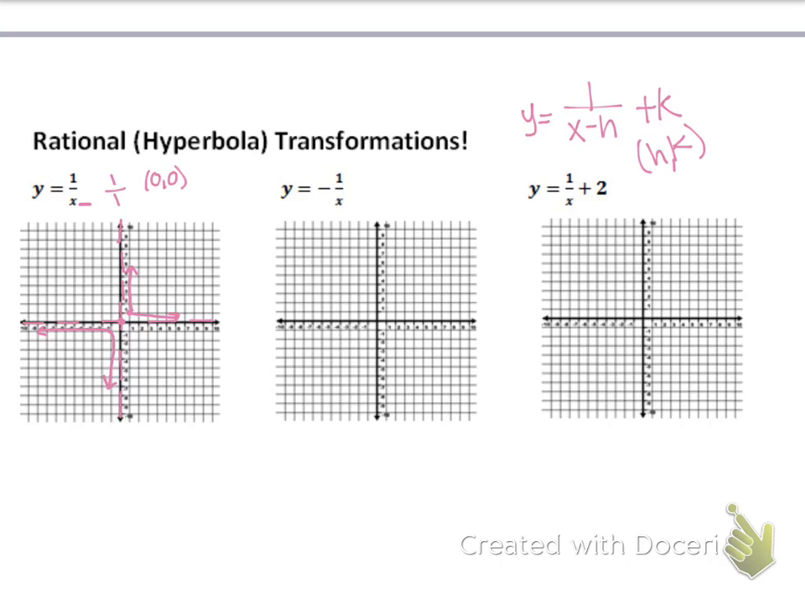Okay, so if you plugged in -1, I got 1 over -1. So my point would be -1, -1, which is why it's hitting right there at that -1, -1. So you can plug in a couple points to get that little U shape.